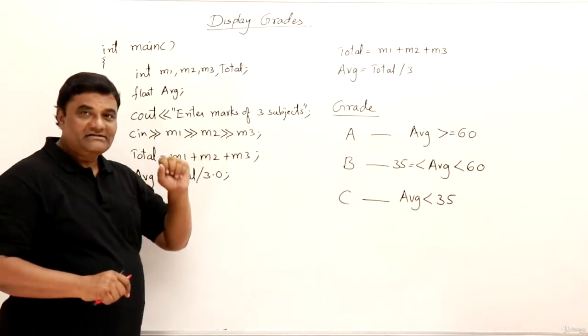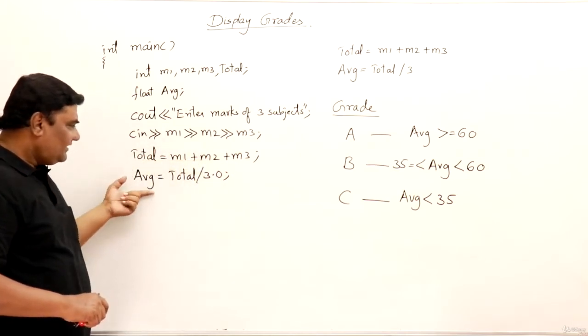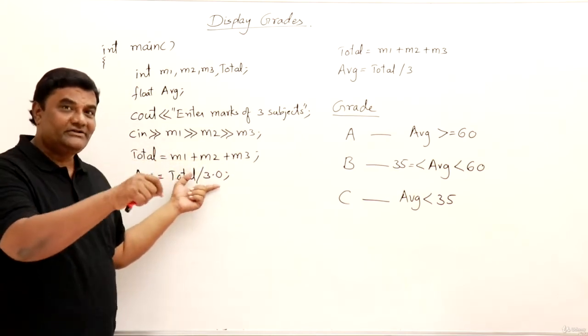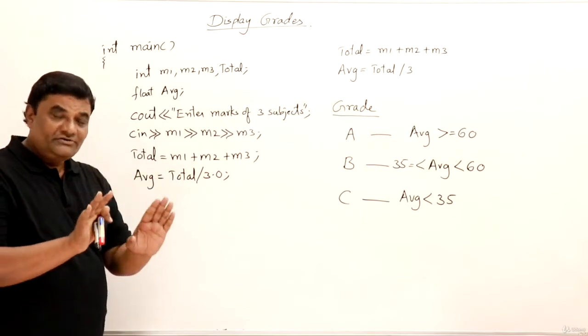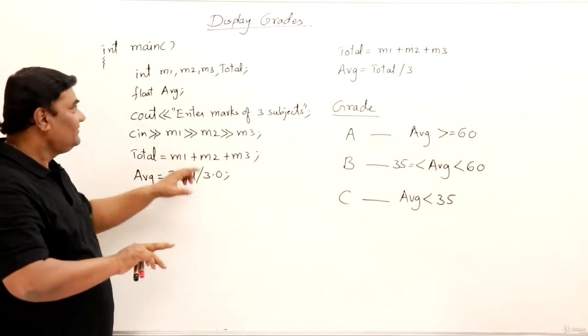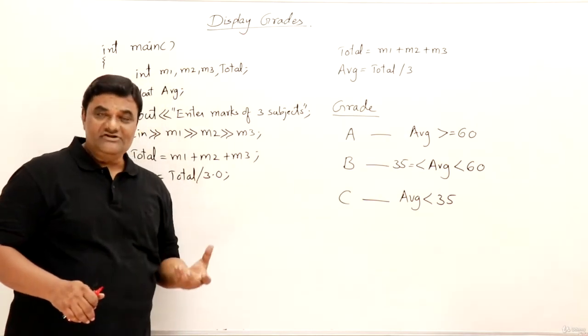M1, M2, M3, 3 marks are taken. Then adding M1, M2, M3, we get total. Total by 3.0, we get average. Why 3.0? Because you know total is integer. 3 is also integer. So we get integer division, right?